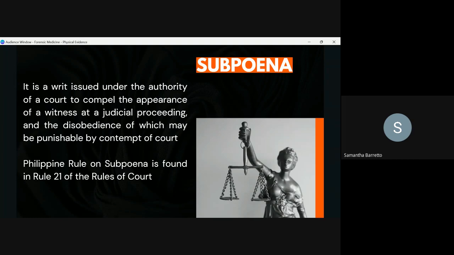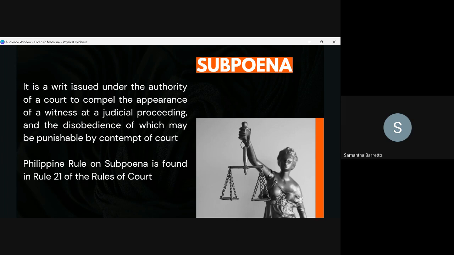So where does a subpoena usually come from? Aside from the court, the Office of the Prosecutor, Office of the Ombudsman, National Bureau of Investigation, House of Representatives, and the Senate of the Philippines, among others, can issue a subpoena.